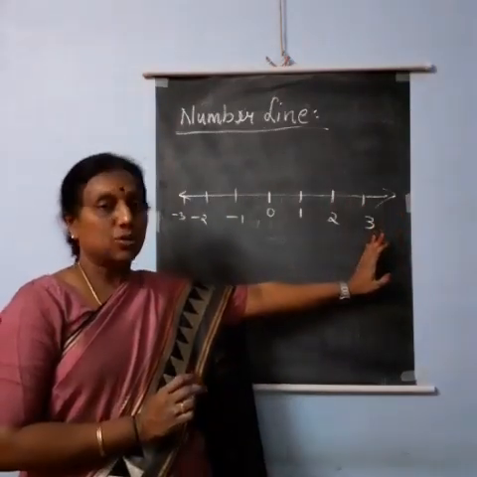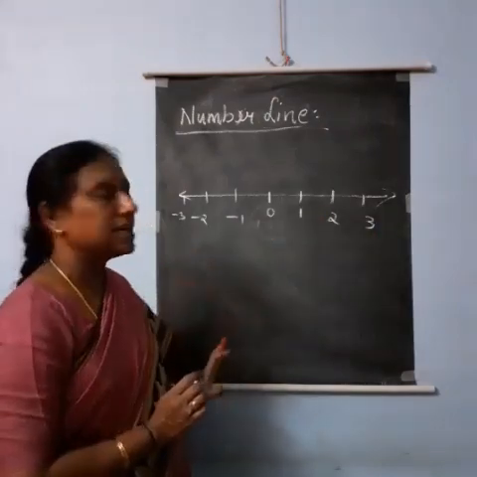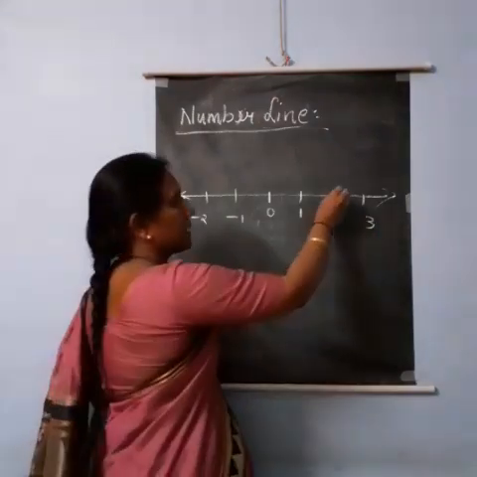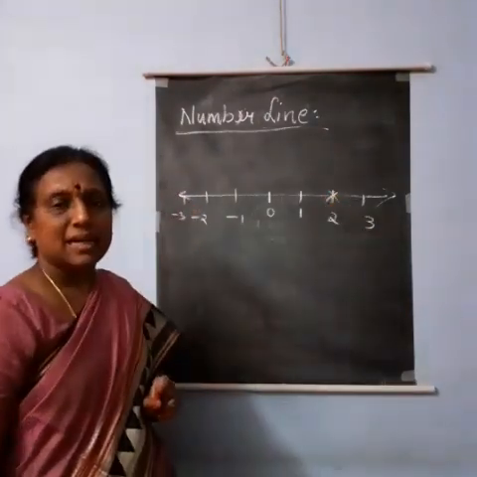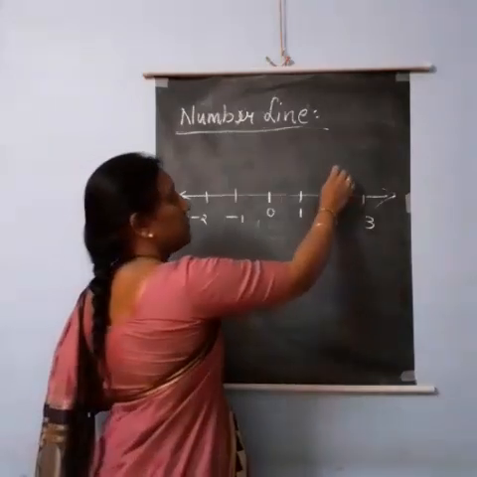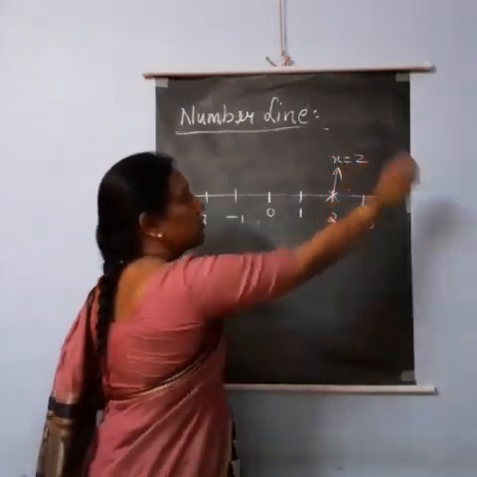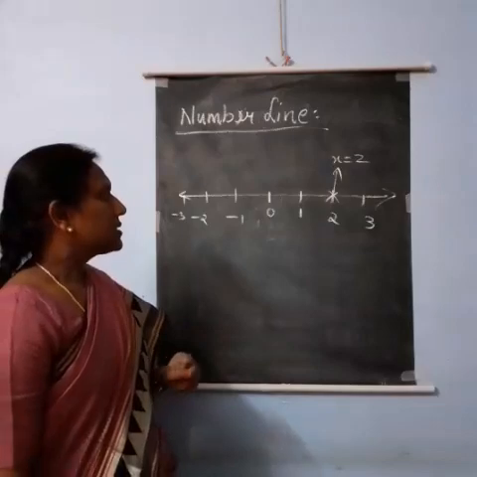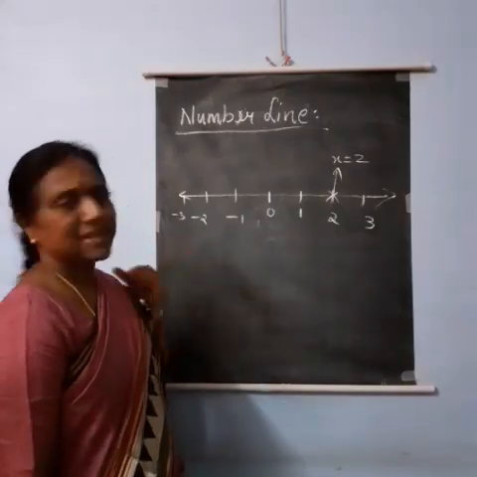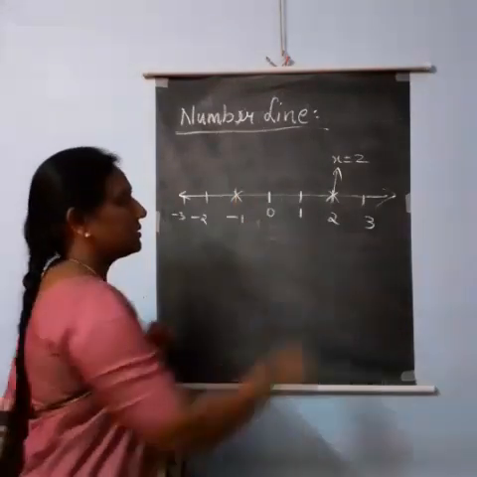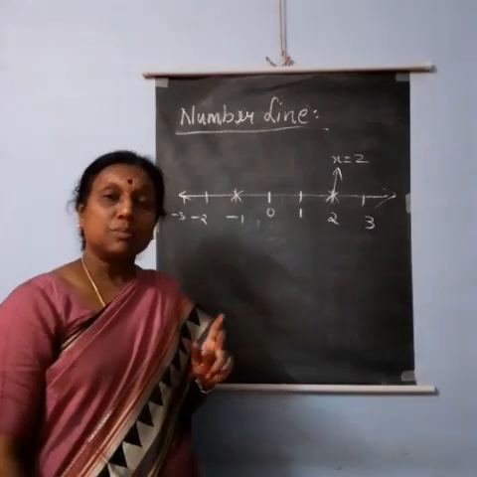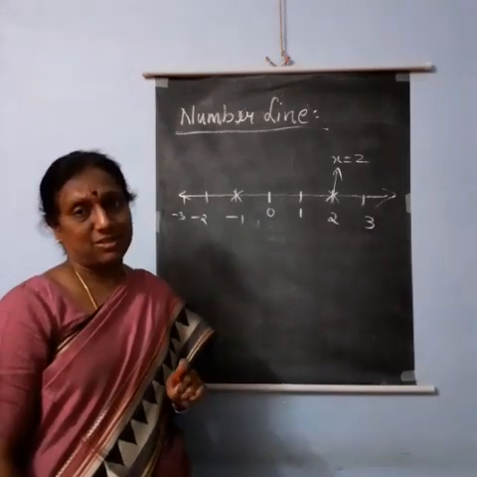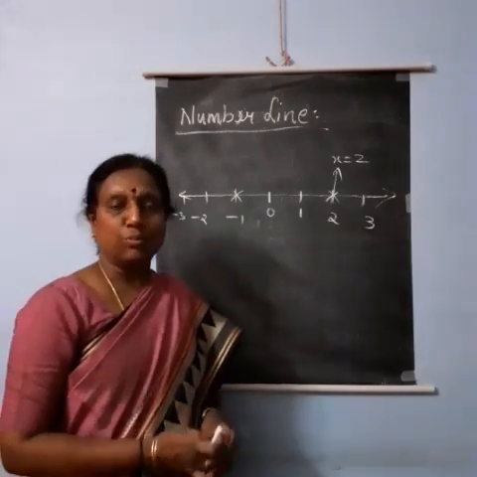When we have to mark a whole number, just say we have to mark the number 2, we can just mark it here on the number line, correct? If I want, this will be x is equal to 2, that we can mark 2 there. Supposing I want to mark number minus 1, I can just mark it here, right? This is easy. Now supposing I want to mark fractions on the number line, how will I go about it?